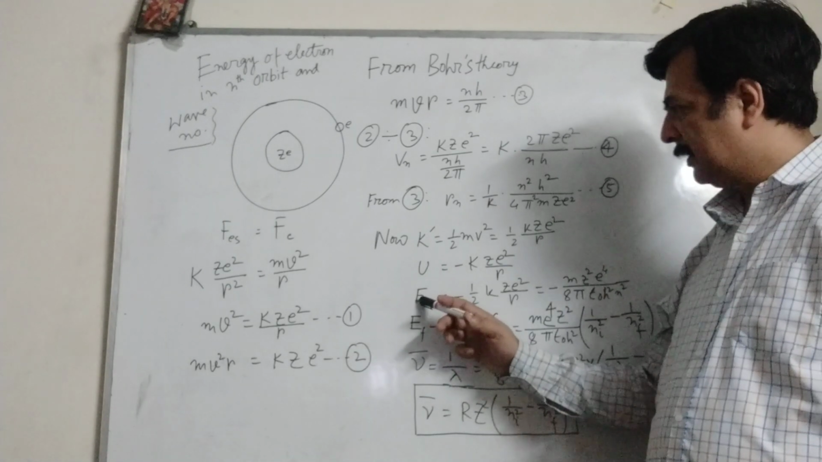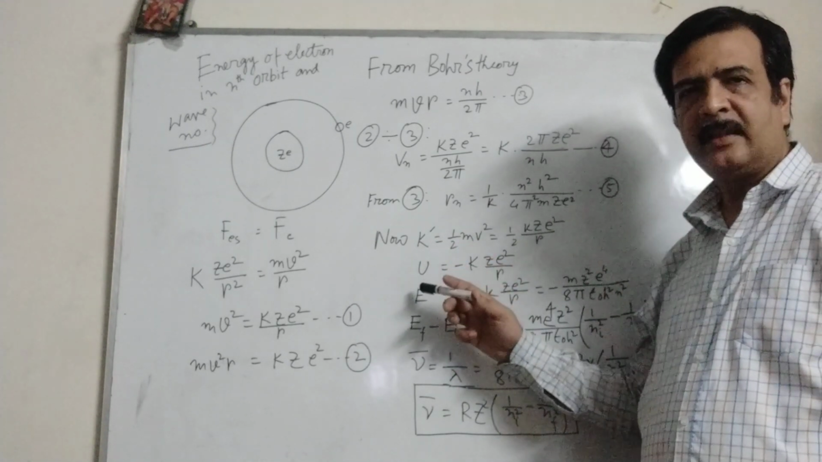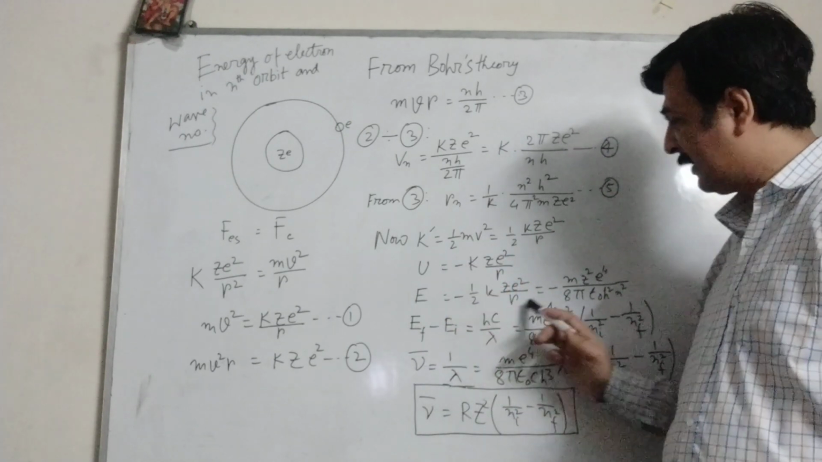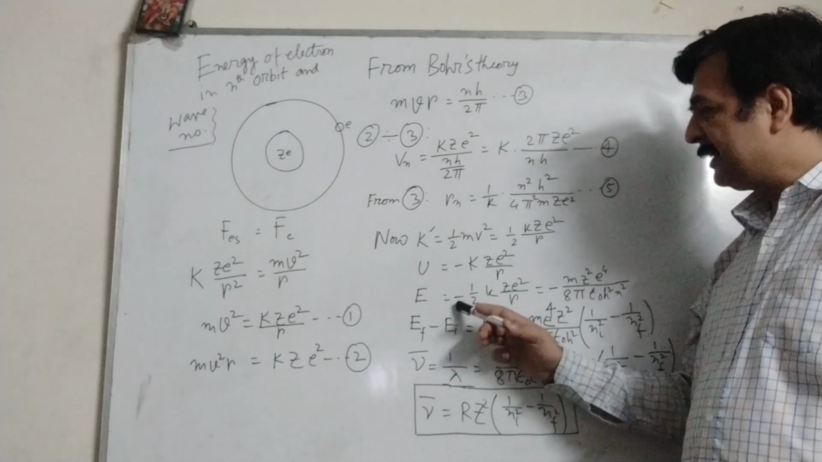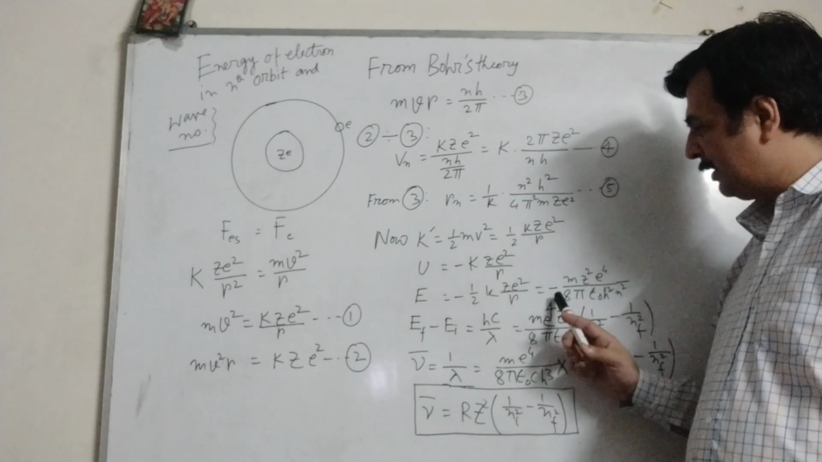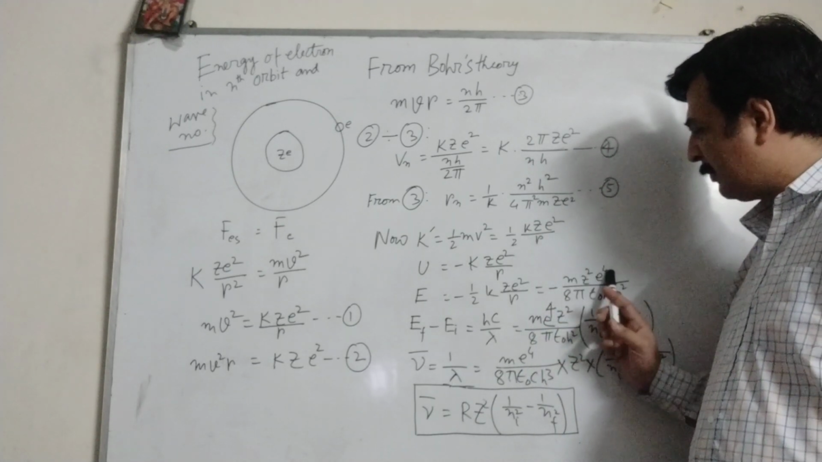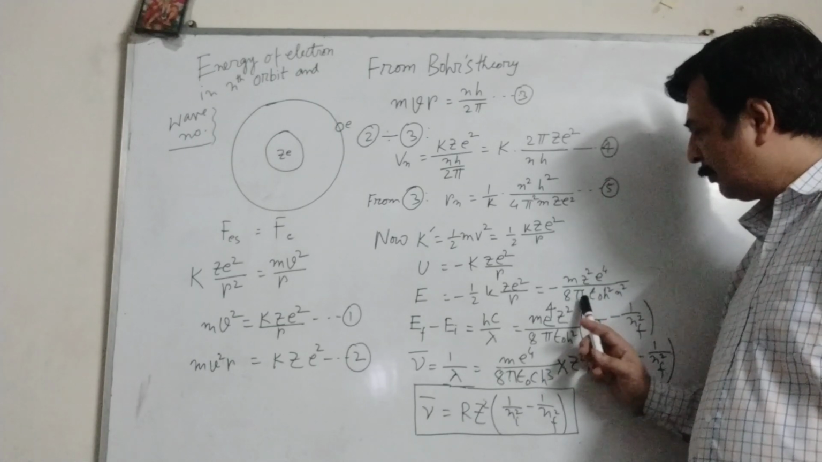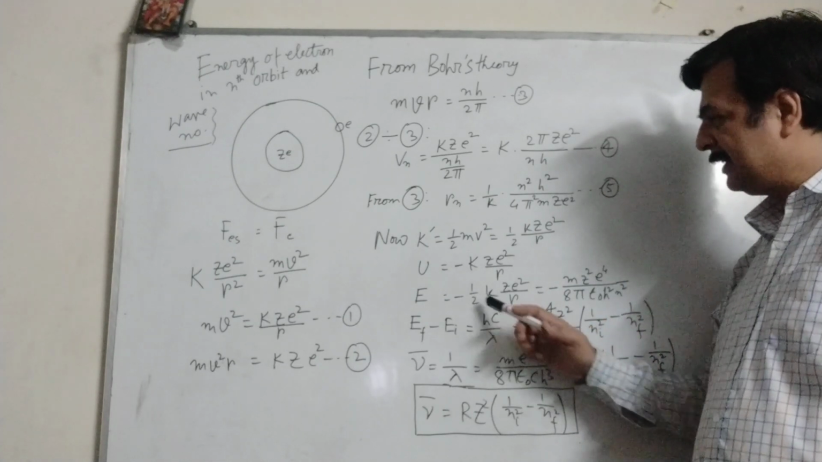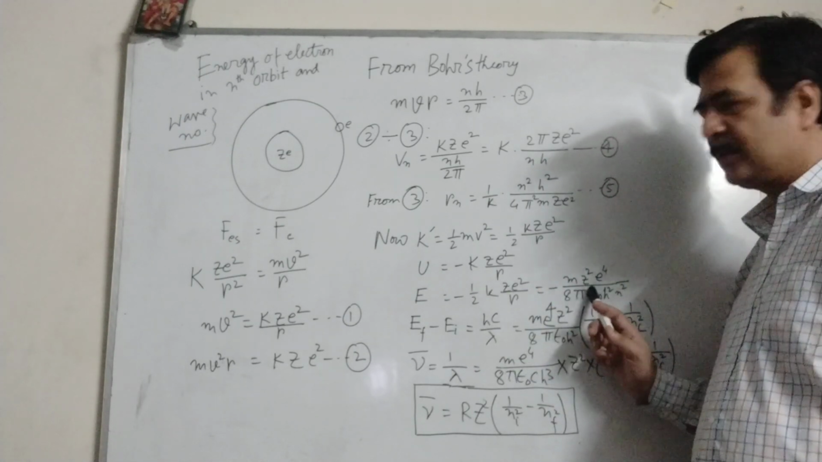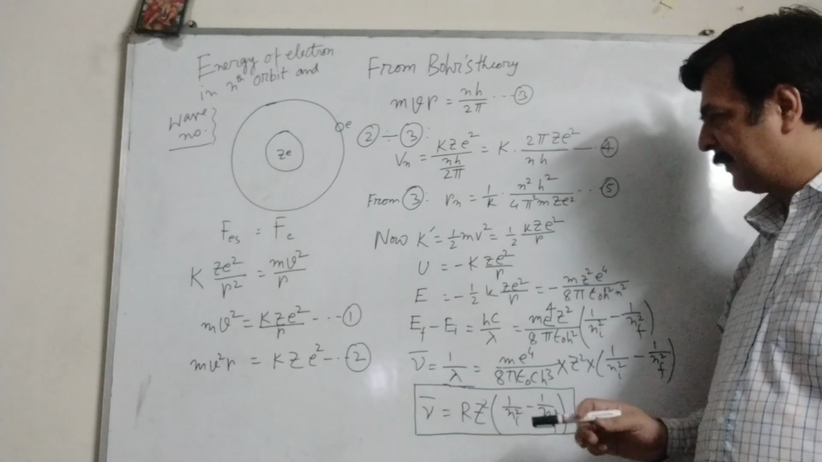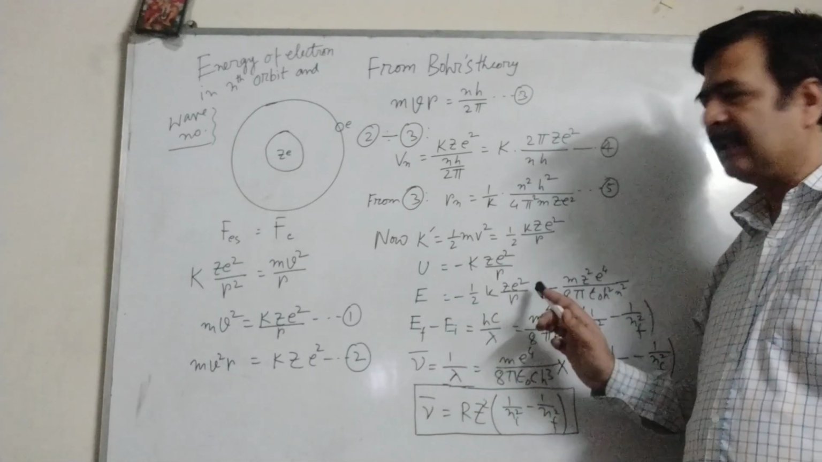Now the total energy is the sum of the kinetic energy and the potential energy. I have calculated: primarily it is minus half kZe squared by r, and ultimately it is equal to minus m Z squared e to the power 4 by 8 pi epsilon naught squared h squared n squared. One thing here: the value of k I have substituted, the value of k was 1 by 4 pi epsilon naught. Now this is the general expression for energy.